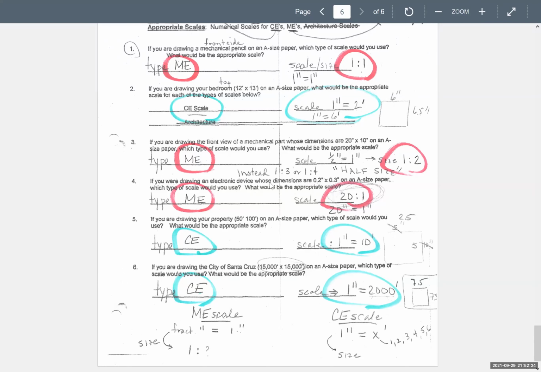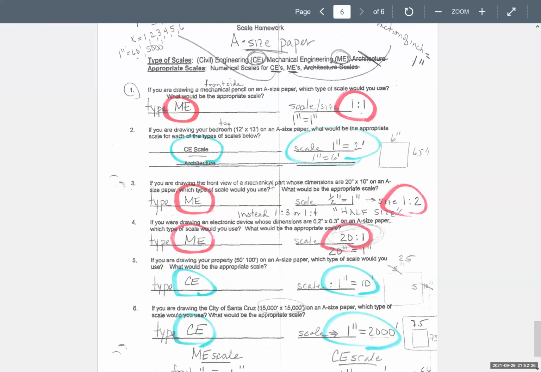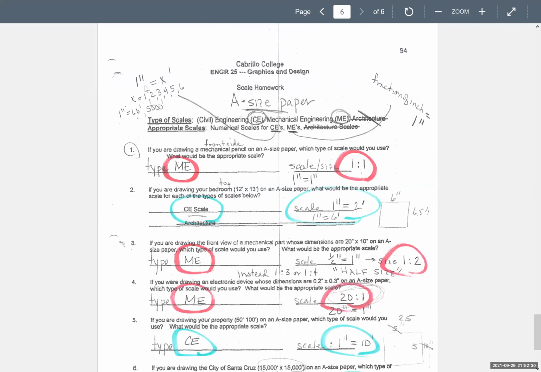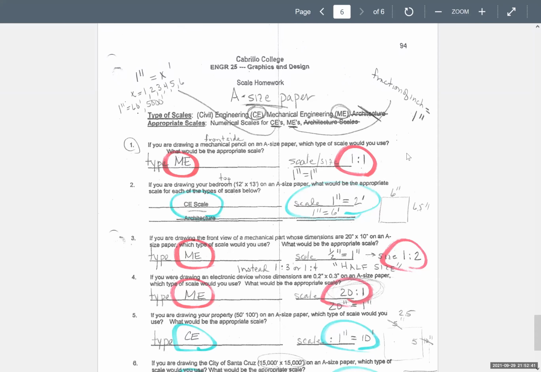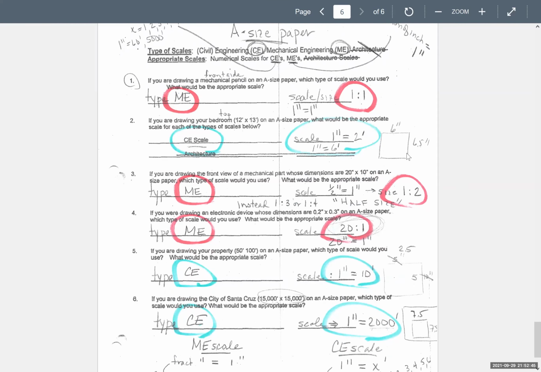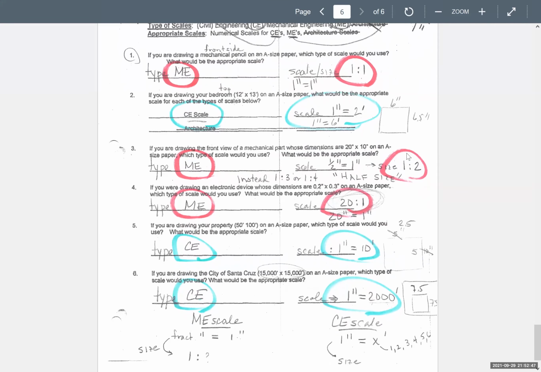Okay? And when you work with this, what's really helpful, well, for civil, we know it's going to be 1 inch is equal to so many feet. In mechanical engineering, I usually try to jump to the size, figure out what it's going to be in terms of its size. So let me give you a few minutes to read these to make sure you're comfortable with each one.